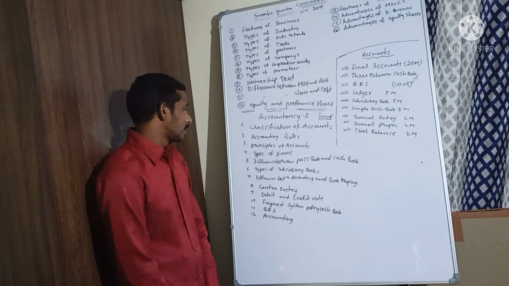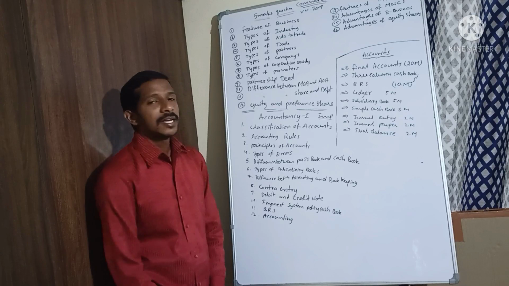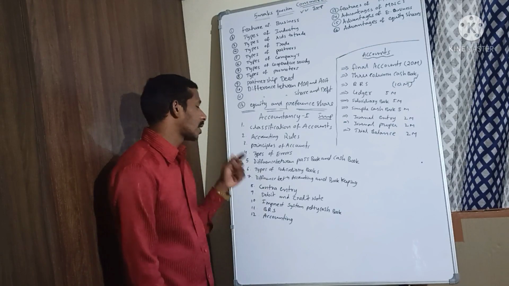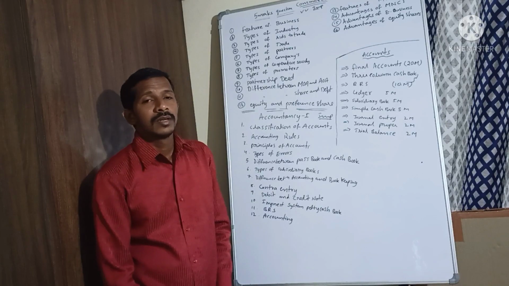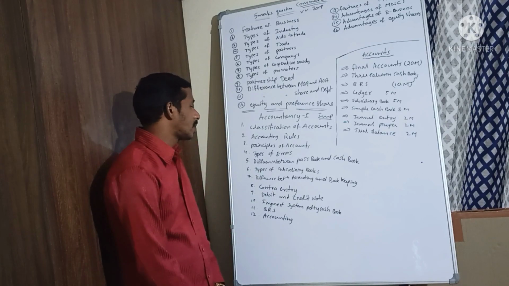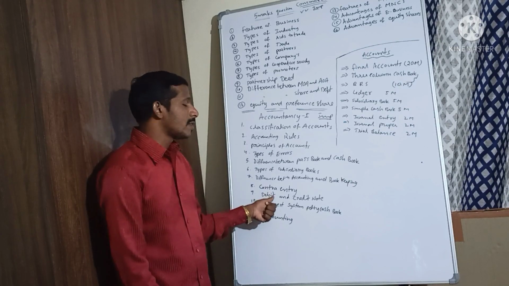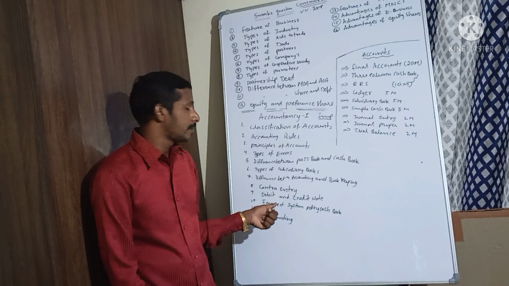Next, ninth one, debit note and credit note. When we are dealing with sales return and purchase return, we will use this debit note and credit note. Debit note for the purchase return, credit note for the sales return, like that. We prepare these notes when returns are there.